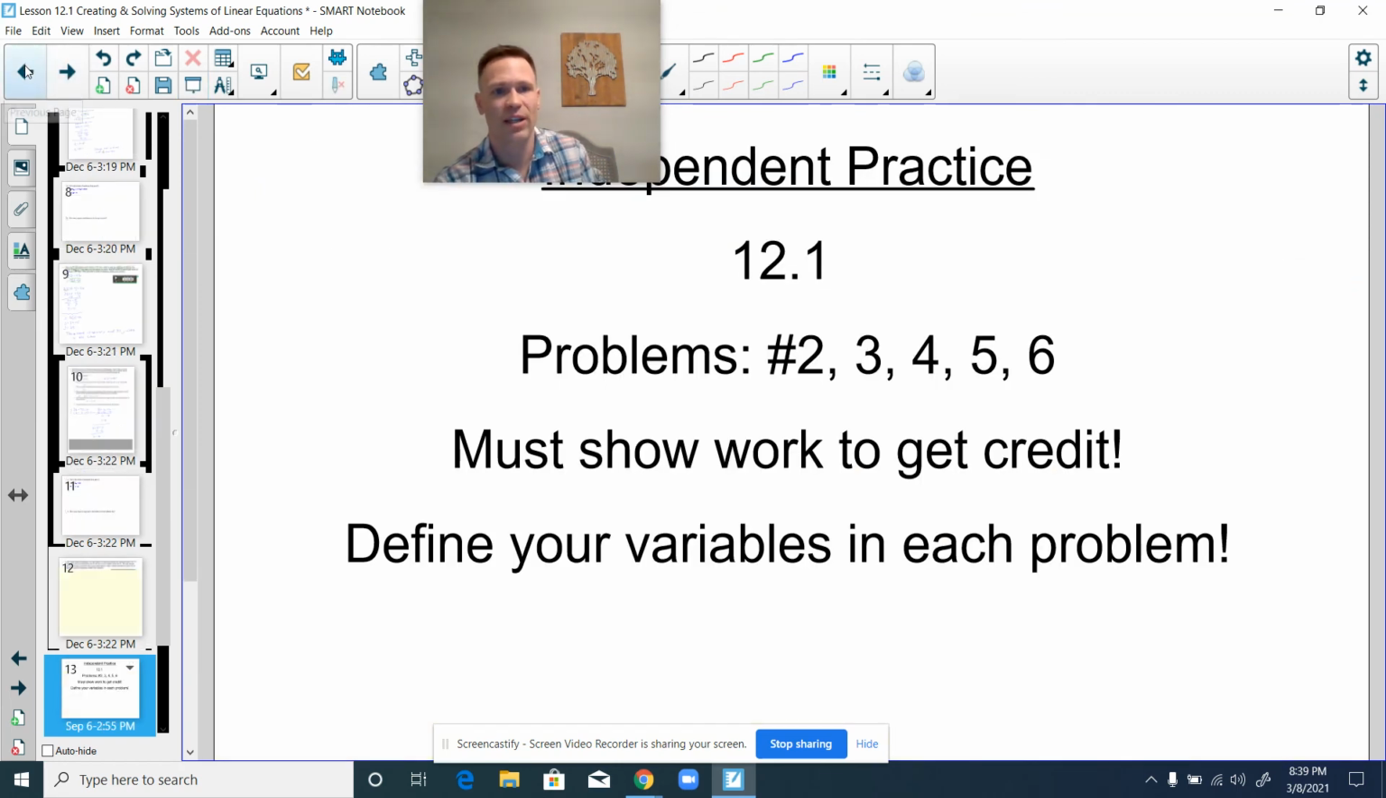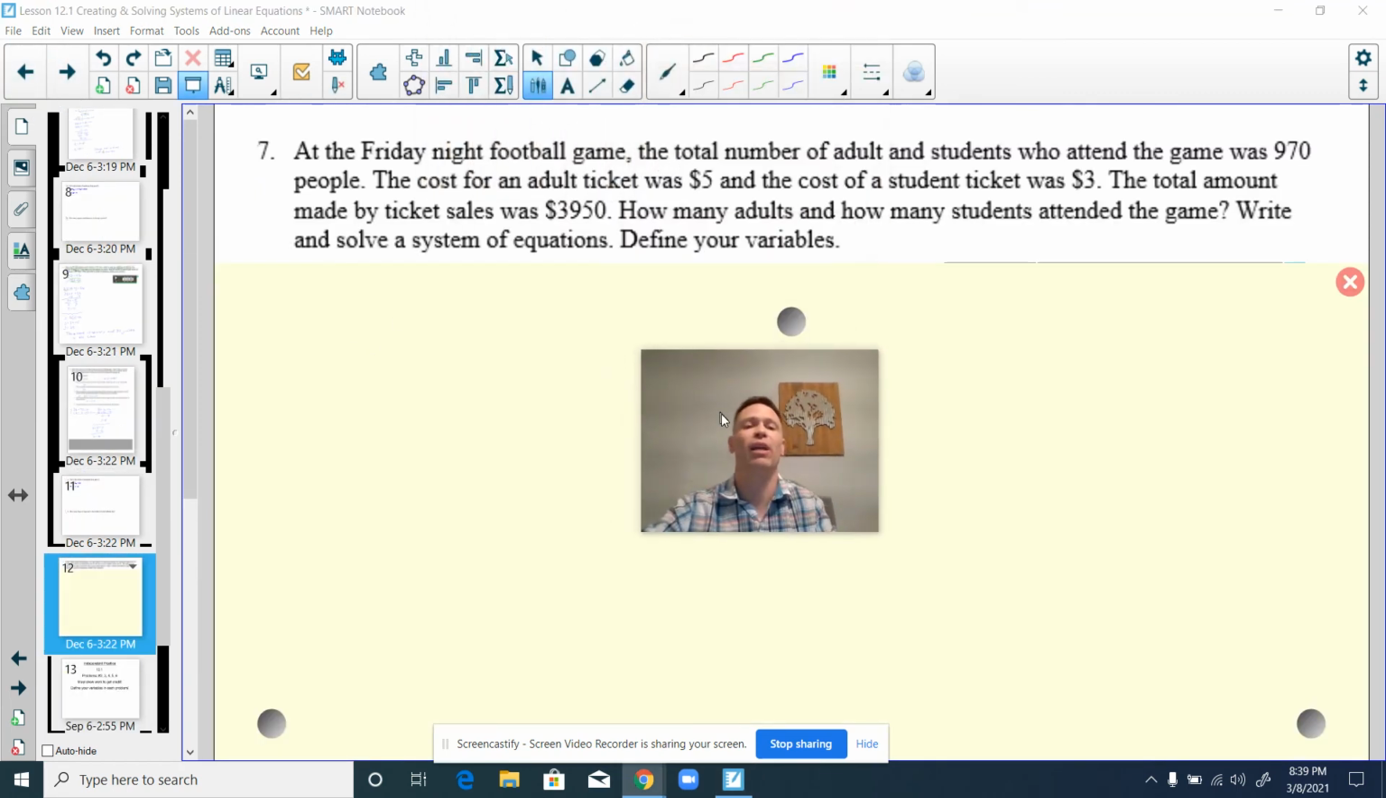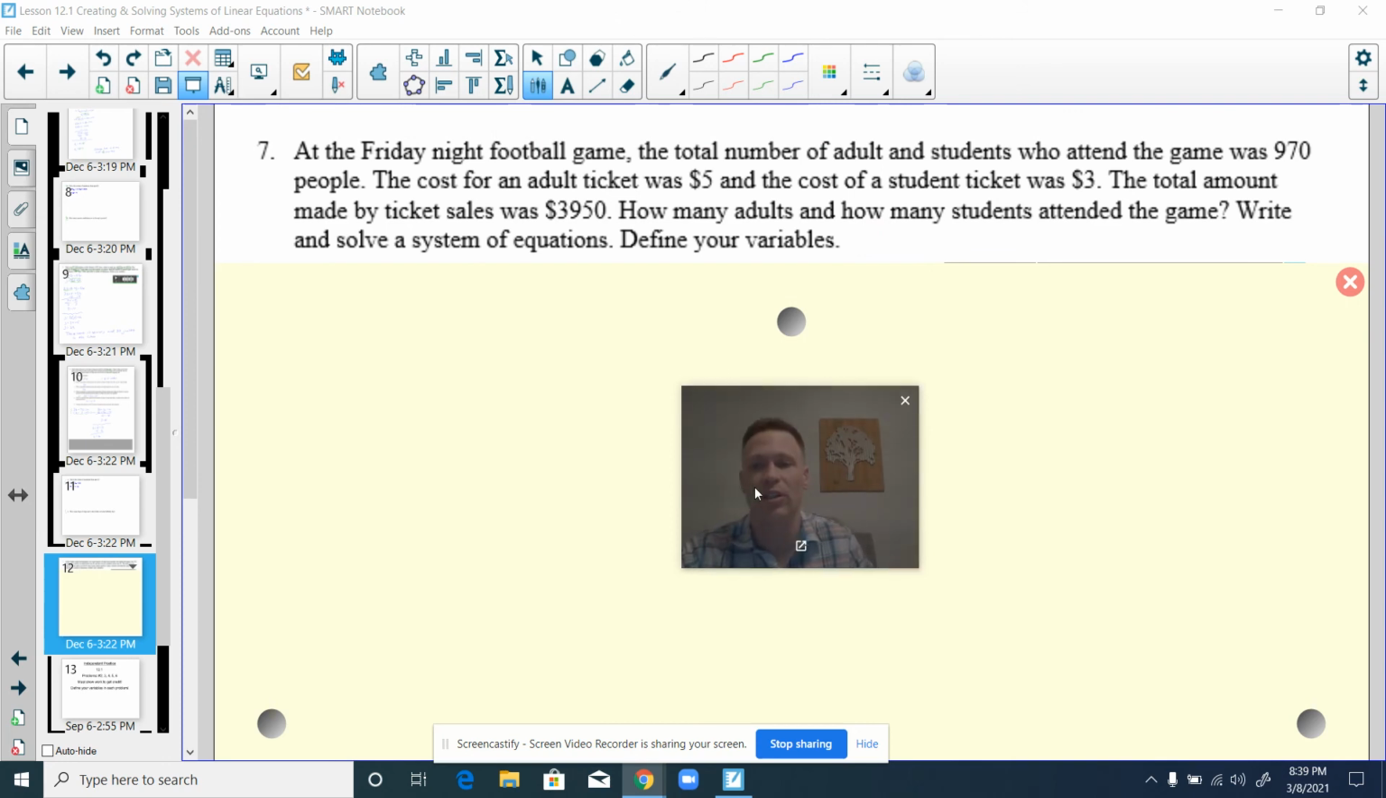All right, I believe this is our last one, then we're done. So at a Friday night football game, the total number of adults and students who attended the game was 970 people. The cost for an adult ticket was $5. The cost for a student ticket was $3. Total amount of money made for ticket sales was $3,950. How many adults and how many students attended the game? Write and solve a system of equations.